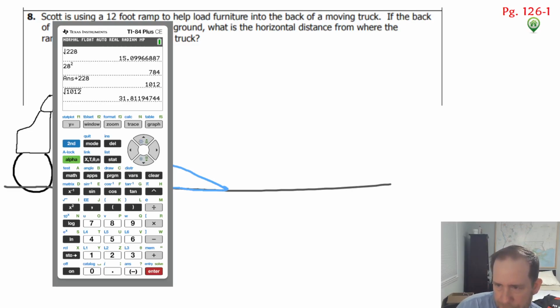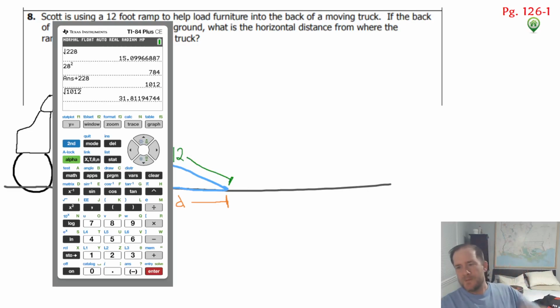I don't want to mess up my drawing, so I'll label it like that. It also says, what's the horizontal distance from where the ramp reaches the ground to the truck? So that horizontal distance would be this dimension here. And that's what we want to solve for. So we can call that x, or we can call it d for distance. I'm going to call it d for distance. But that tells me that, okay, I'm pretty comfortable now, that when they said a 12-foot ramp, they meant the length of the actual diagonal part. This is the 12.